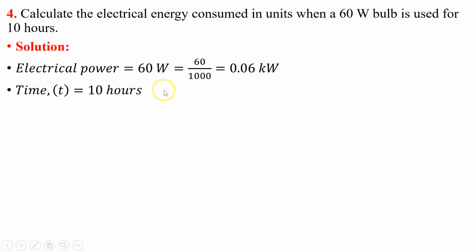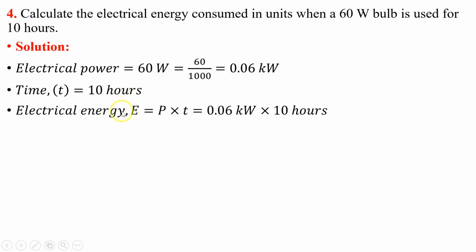Time is given in hours, 10 hours. So electrical energy is equal to power multiplied by time. So 0.06 multiplied by 10 hours comes out to be 0.6 unit. So the energy consumed in units is 0.6.